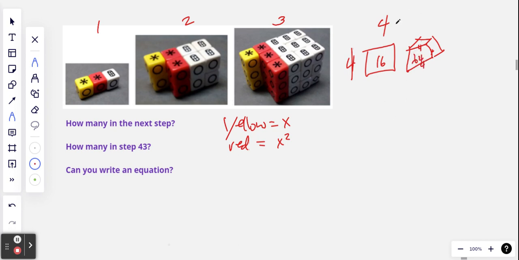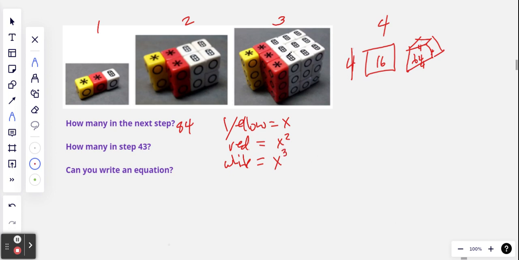So you can see even by step 4, we're getting pretty darn big. So 64 and 16 would be 80, and plus 4 more would be 84. So I think we're going to have 84 dice in step 4. And let me complete this set of notes I was taking. The white looks like the step number cubed.